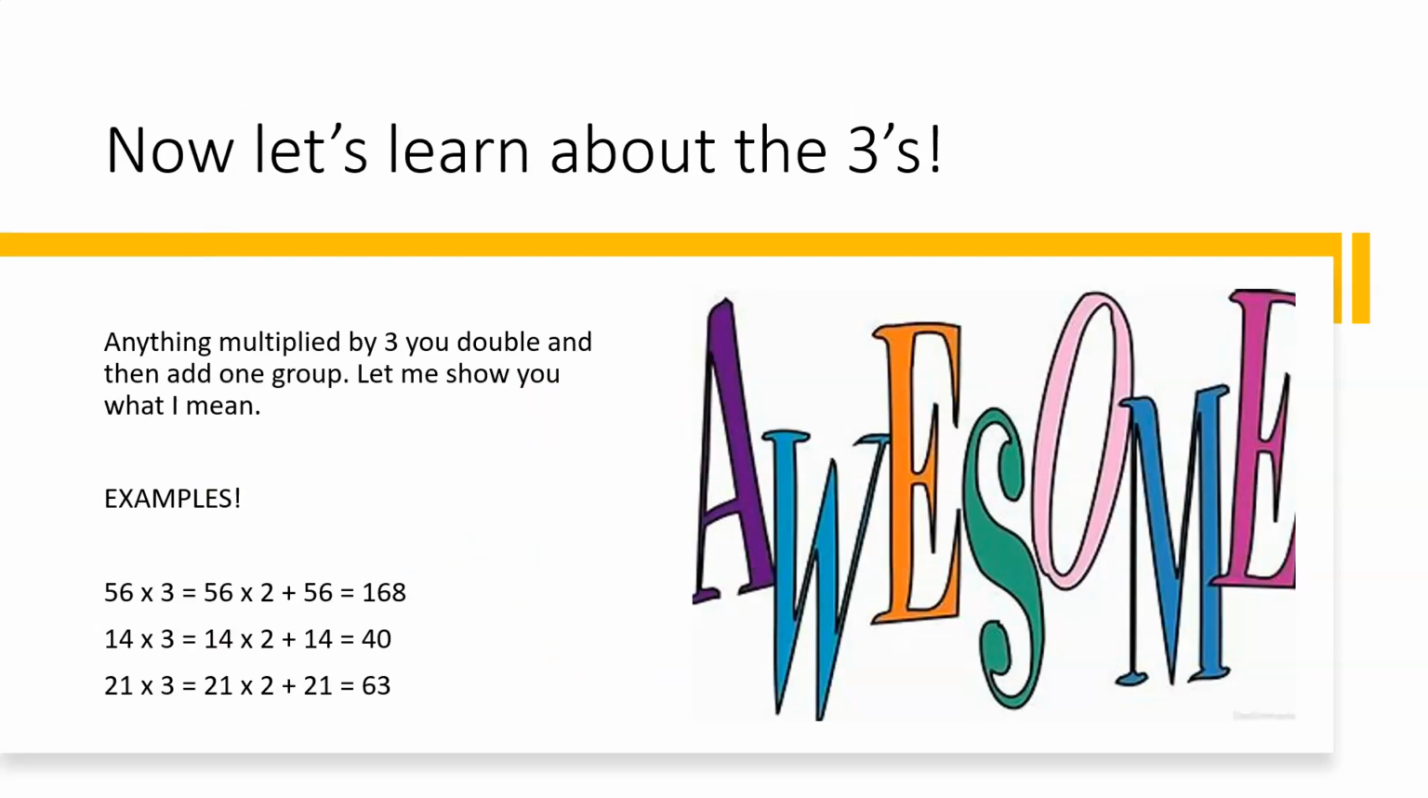Now let's learn about the 3s. Anything multiplied by 3, you double and then add 1 group. Let me show you what I mean. These are some examples. 56 times 3 equals 56 times 2 plus 56 equals 168. 14 times 3 equals 14 times 2 plus 14 equals 42. 21 times 3 equals 21 times 2 plus 21 equals 63.